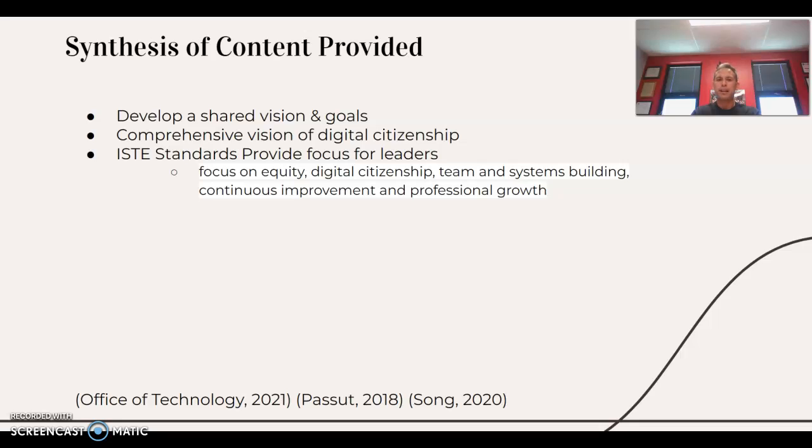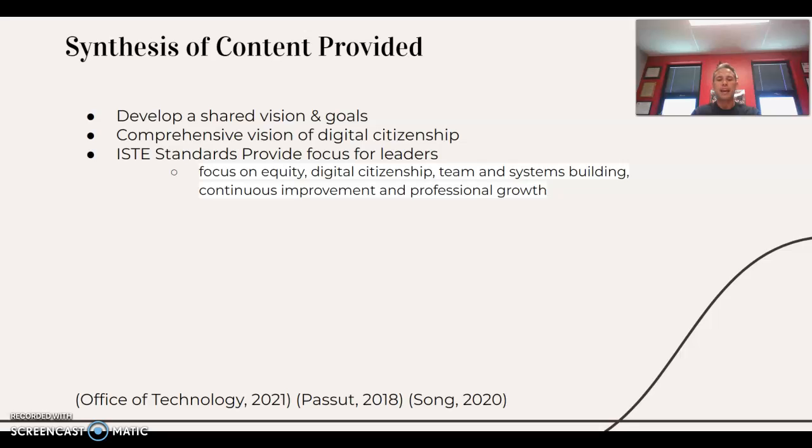Some examples that were done with the resources below is that the district created modules, or a course as well, that teachers could complete and look at. Then looking at the ISTE standards and how they provide focus for leaders. Those standards focus on equity, digital citizenship, team and systems building, continuous improvement, and professional growth.